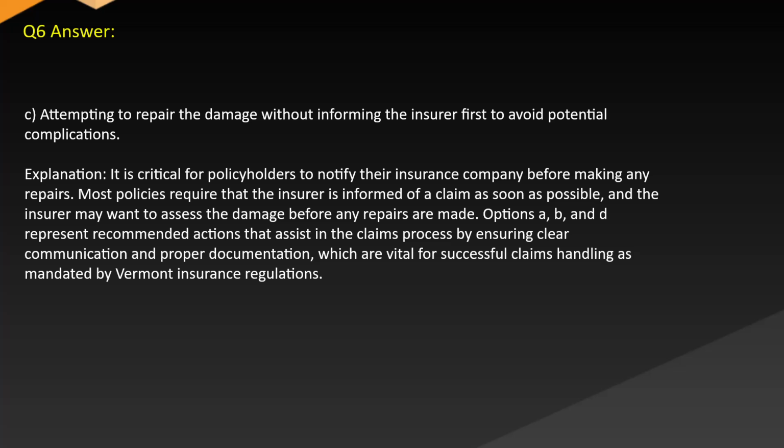Answer: C. Attempting to repair the damage without informing the insurer first to avoid potential complications. Explanation: it is critical for policyholders to notify their insurance company before making any repairs. Most policies require that the insurer is informed of a claim as soon as possible, and the insurer may want to assess the damage before any repairs are made. Options A, B, and D represent recommended actions that assist in the claims process by ensuring clear communication and proper documentation, which are vital for successful claims handling as mandated by Vermont insurance regulations.